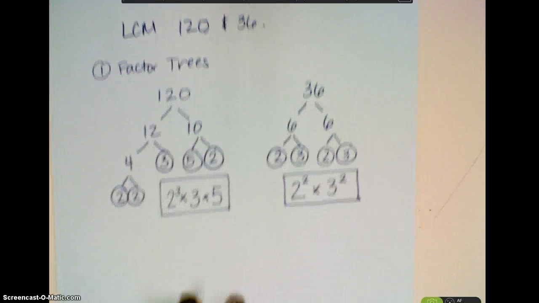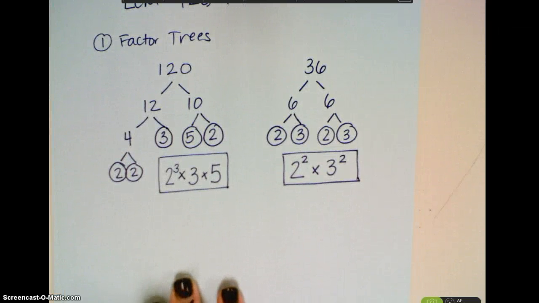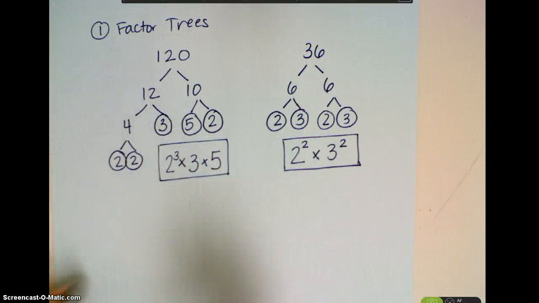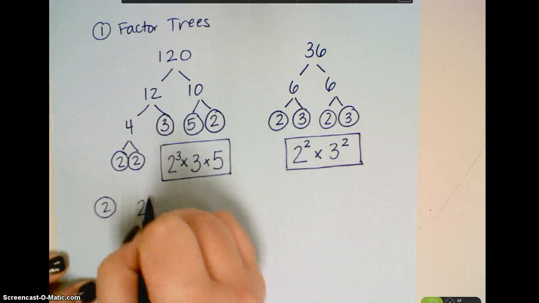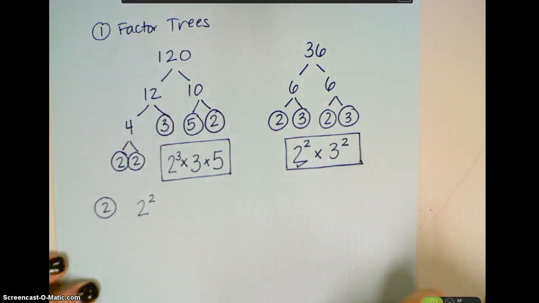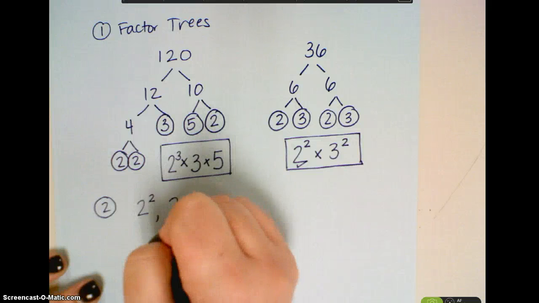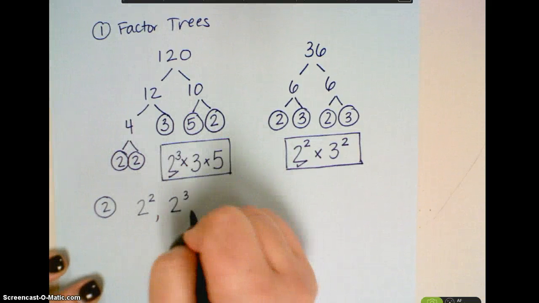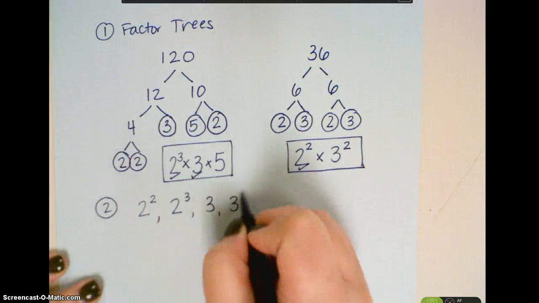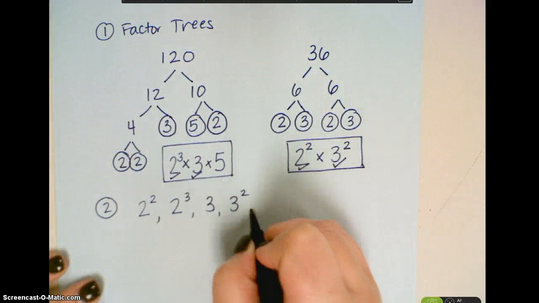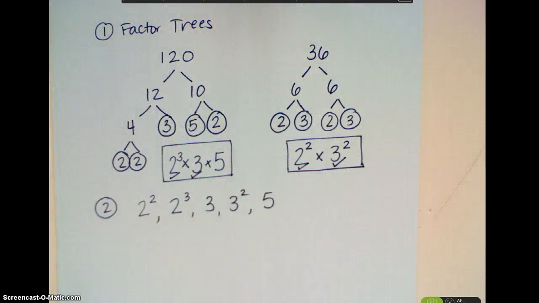So for step 2, what we're going to start by doing is writing down all of the factors in one area. So I'm going to list just all the factors. I'm going to start with 2 to the second power, then 2 to the third power, then I have 3, then I have 3 to the second power, and then I have 5. So now I've listed out all the factors.